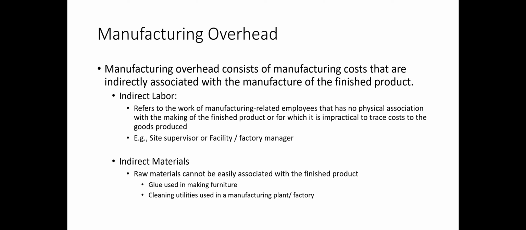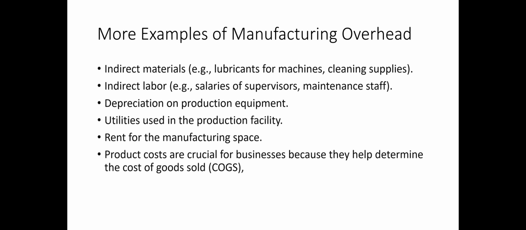Or in the factory, we are doing some cleaning, we use some cleaning stuff. So it's also the same concept. Let's give more examples. So we talked about cleaning supplies, lubricants for machines, and indirect labor. We talked about salaries of supervisors and maintenance staff. More examples: depreciation on production equipment, utilities used in the production facility, and rent for the manufacturing space.